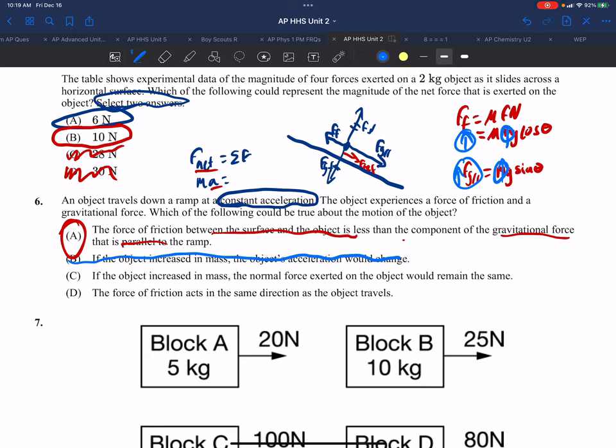And the normal force, which we said is equal to Fg perpendicular, which is mg cosine theta, well, the normal force would remain the same is false. We know increasing the mass will increase the force normal. And the force of friction acts in the same direction that the object travels. Well, the force of friction is not down the inclined plane, it's up the inclined plane, so that is false as well.